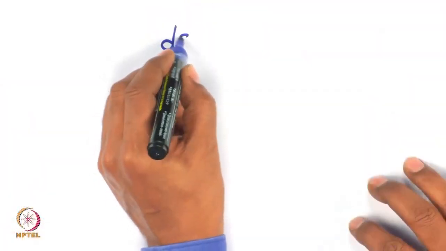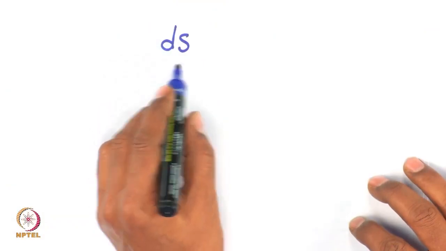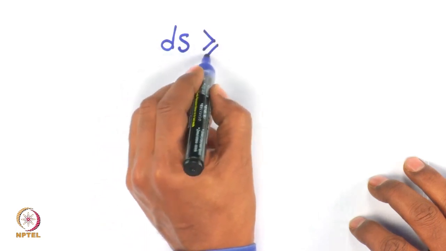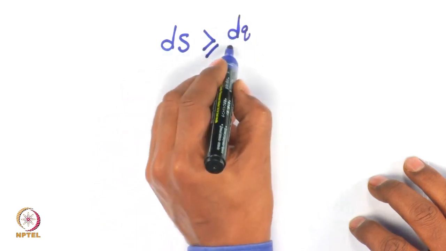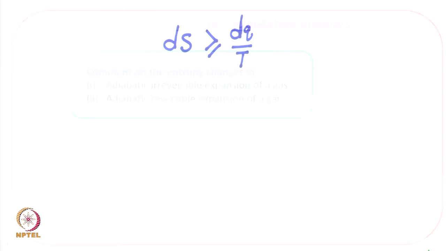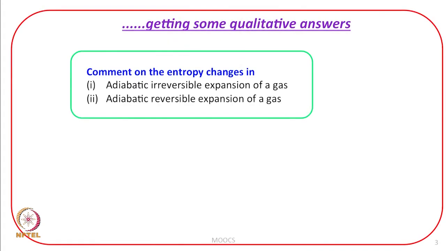So, what kind of qualitative answers can we expect from Clausius inequality? Clausius inequality is dS, and if I am not writing surroundings, that means we should understand dS means entropy change in the system is greater than or equal to dQ by T. The question is, comment on the entropy changes in, number one, adiabatic irreversible expansion of a gas.